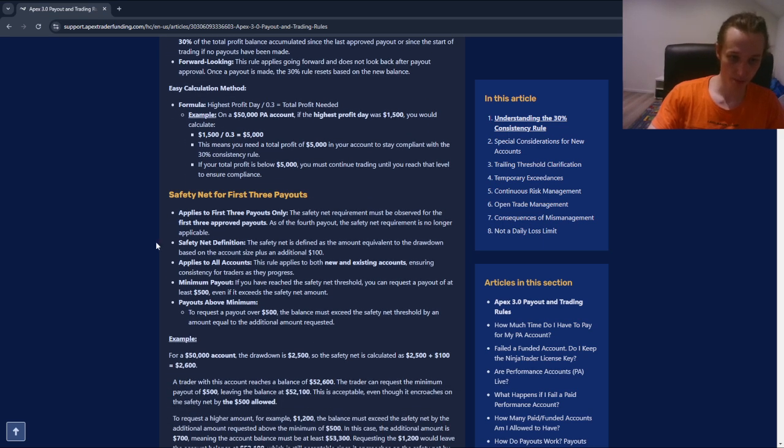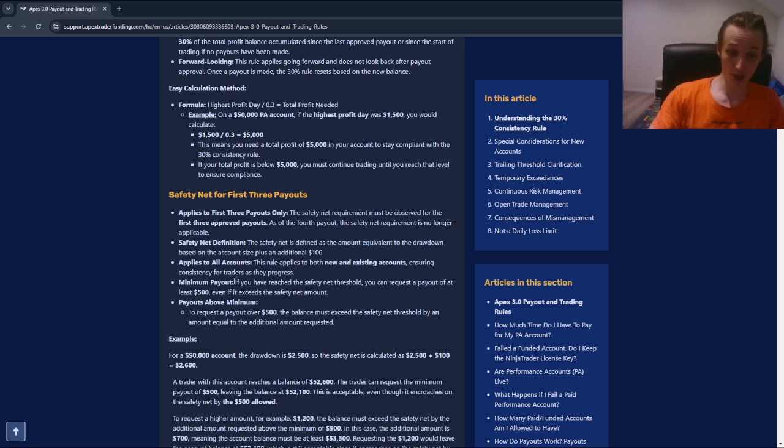Next, the safety net for the first 3 payouts applies to the first 3 payouts only. The safety net requirement must be observed for the first 3 approved payouts. As of the 4th payout, the safety net requirement is no longer applicable. So after 4 payouts, you no longer have that restriction to have always $2,600 in your account to apply for a payout.